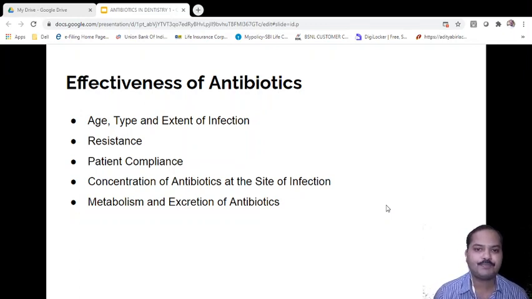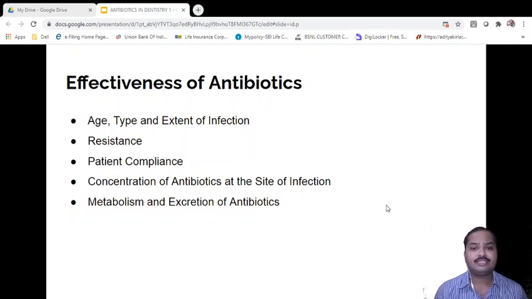Now, the concentration of the antibiotic at the site of infection. To be very effective, the antibiotic must reach the site of infection in the amount which is above the minimal inhibitory concentration of the infecting microorganism. MIC, as we say, is the lowest concentration which is needed to inhibit the visible growth of microorganisms in a media on a petri dish in the lab.